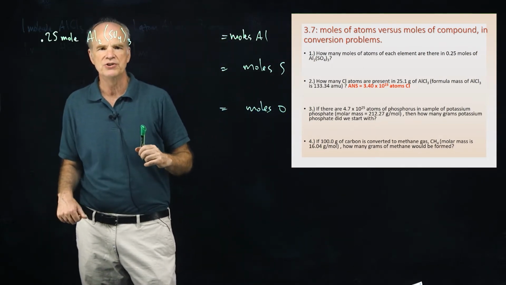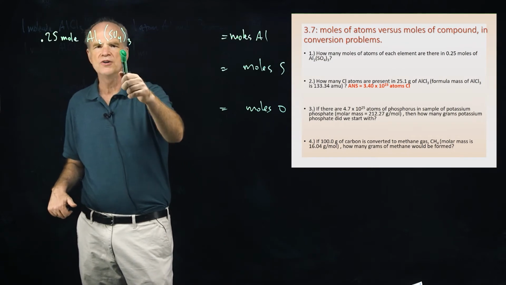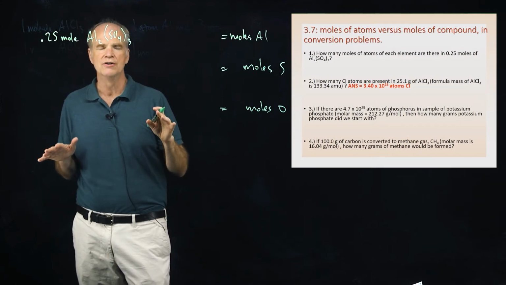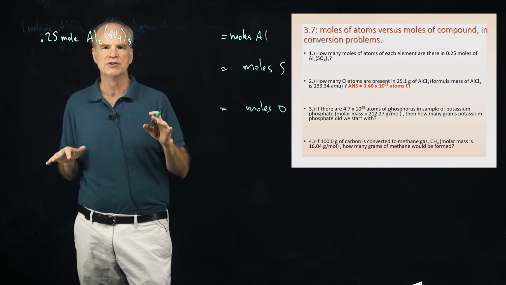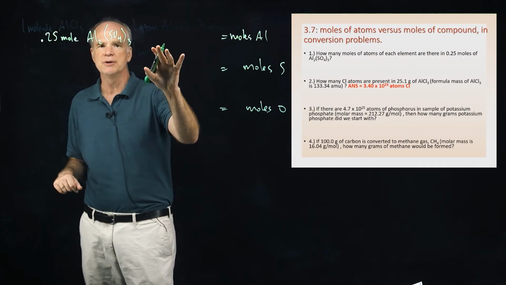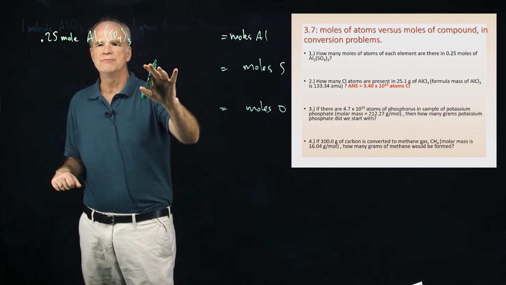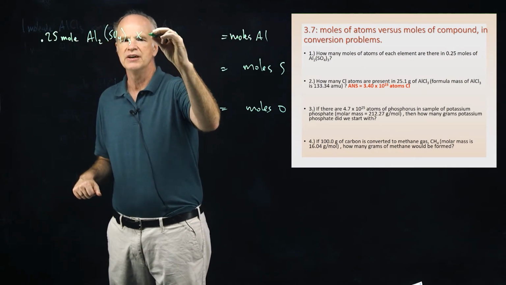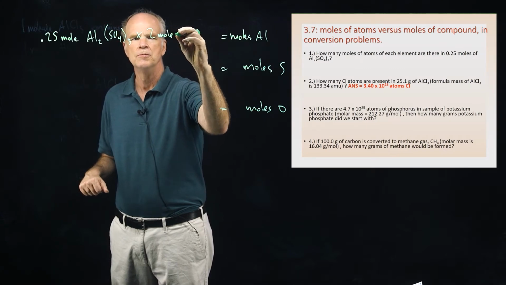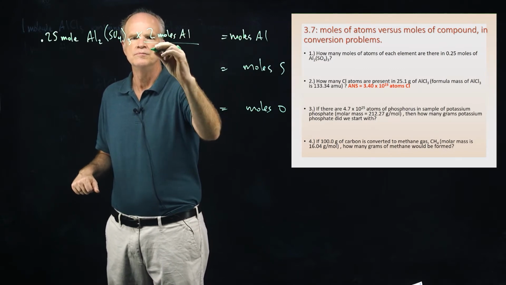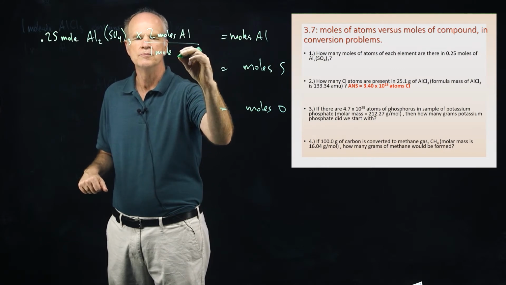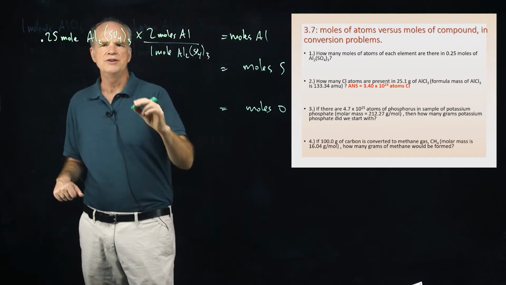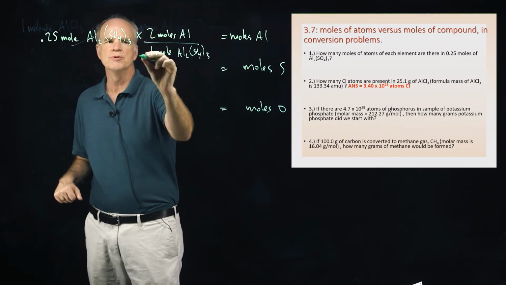What I'm hoping you see at this point is that 1 molecule of aluminum sulfate contains 2 atoms of aluminum. So we can say 1 mole of aluminum sulfate contains 2 moles of aluminum. So we put in the appropriate fraction so that moles of aluminum sulfate cancel out, leaving the answer in moles of aluminum. It would be something like this. Hopefully you see that the moles of aluminum sulfate cancel out.